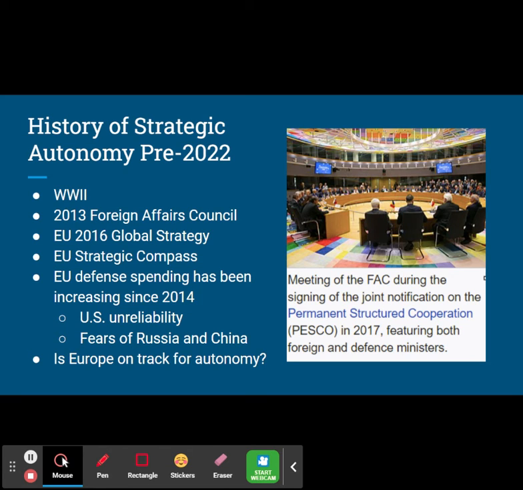Those statistics show that Europe is probably not on track for strategic autonomy currently, based solely on defense spending and percent of GDP, but we'll talk about that more later. However, EU defense spending has been increasing since 2014, and we'll also talk about the reason for this more later, but it's primarily due to A, US unreliability with the Trump and Biden administrations, and B, fears of Russia and China.